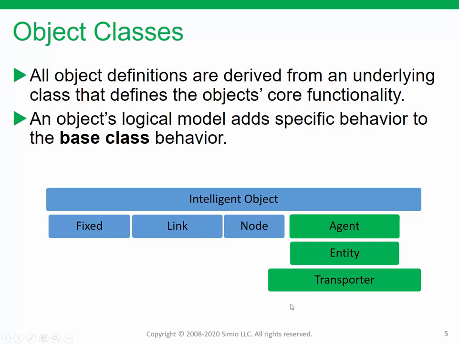And so you can see that we have a set of objects in the standard library derived from fixed, from link, and from node. We also have model entity, which is defined from entity, and then, as I mentioned, the transporter and worker objects use the transporter object as the base object.